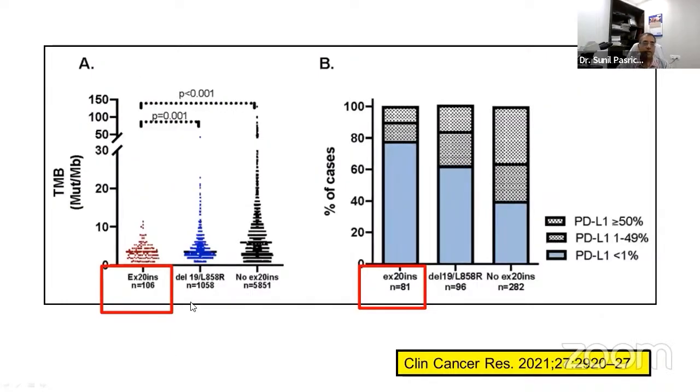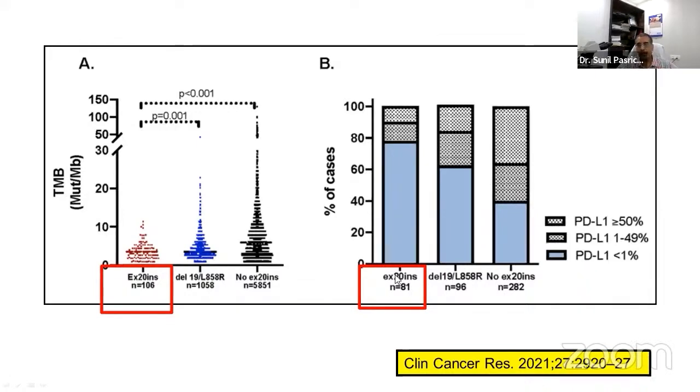And this was the peculiarity in the exon 20 insertion mutations, but they found that they have a very low tumor mutation burden. As compared to the del 19, the TMB of the exon 20 insertion mutation is low, and it is also very significantly low compared to the whole population in which no exon 20 insertion was found. And the PDL1 association was also seen, that is negative PDL1.